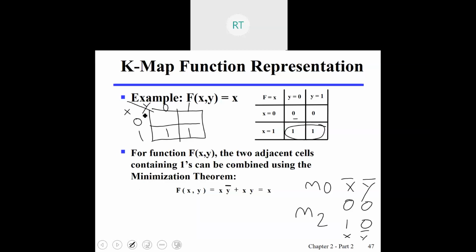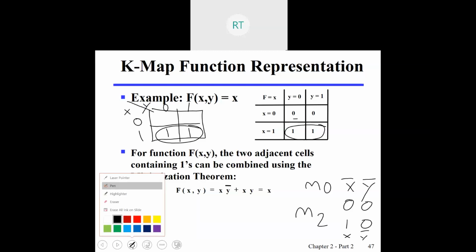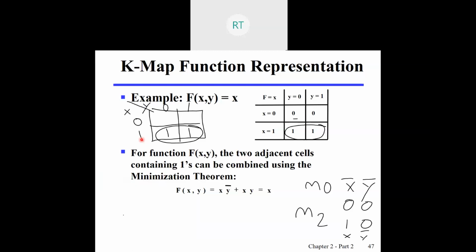So look please now, I take the two adjacent ones. Listen to me very carefully. You start with the x. We always start with the first variable. Is x changing from here to here? What is x in this cell? 1. What about this cell? What is x? 1. Also. Did x change? No. So I have an x.